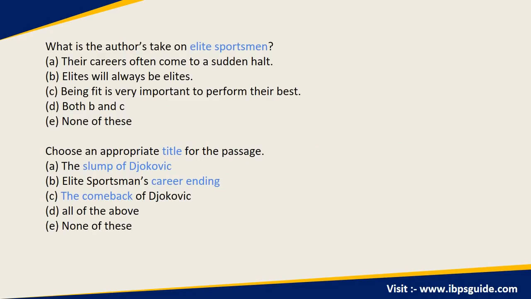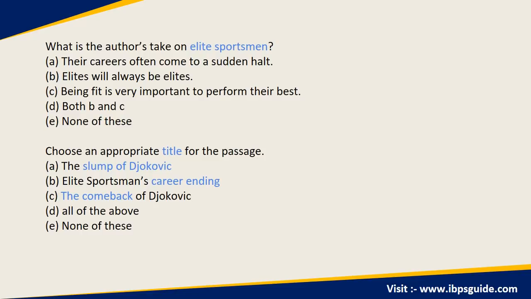Let's begin with the example. As discussed in the strategy, first we'll quickly go through the questions and then read the passage. And since we are only skimming through the questions, we'll only read the options if necessary. Otherwise, we will read only the question and take a note of the keywords. First question, what is the author's take on elite sportsmen? So we will look for the word elite sportsman or the word elite.